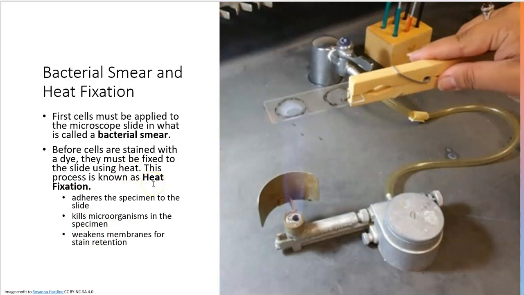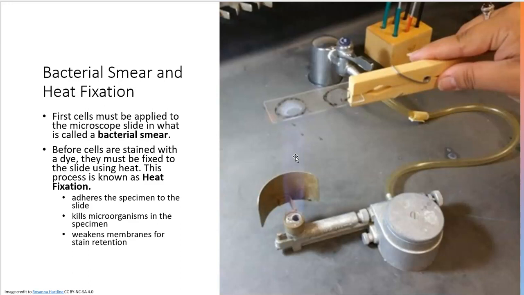Heat fixation is basically just applying heat to the microscope slide that now contains the bacteria. Heat can be applied in a bunch of different ways. This example shows the slide being passed through the flame of a Bunsen burner. That's one way to heat fix it.